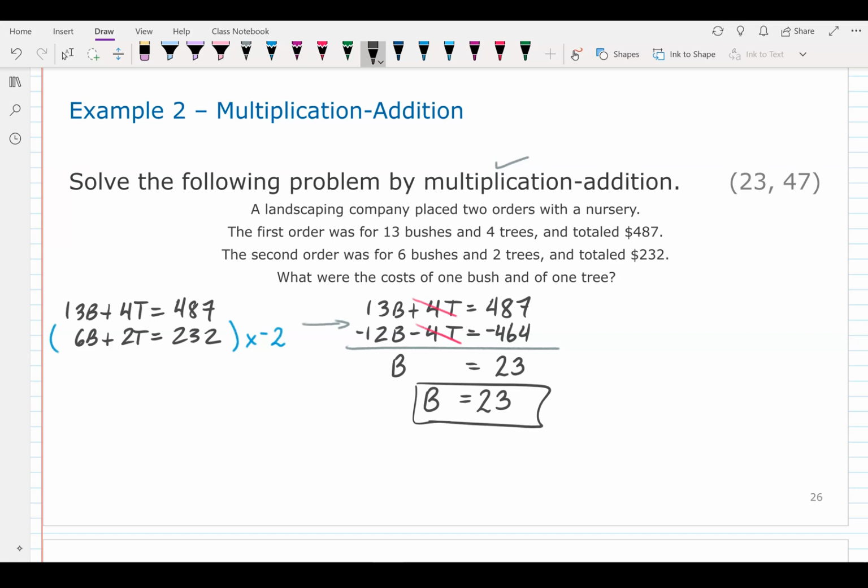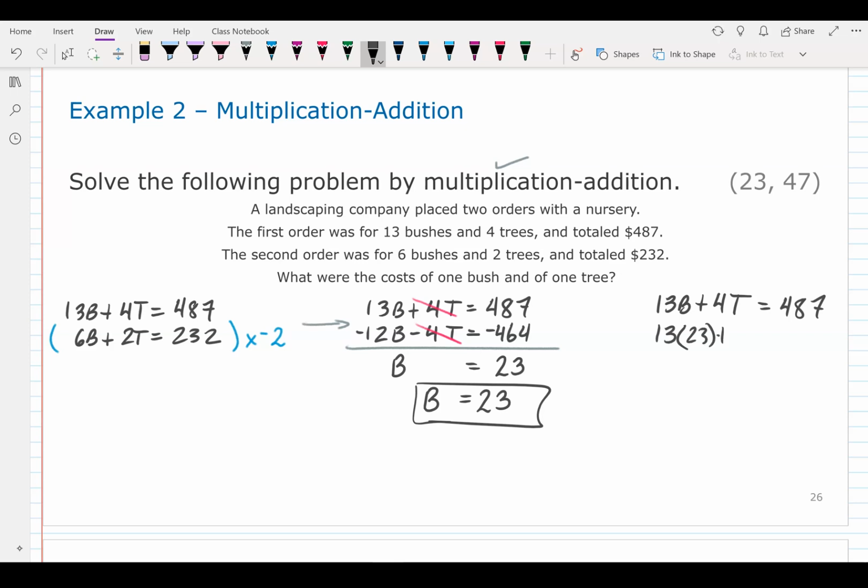What do I do next? I go back to one of my original equations and sub it in. I'm just going to go ahead and choose 13b plus 4t, because it's the first equation over here that I see. I'm just going to go ahead and put it in there. So you can, again, move forward if you know what I'm doing.